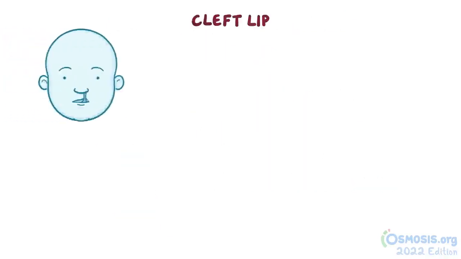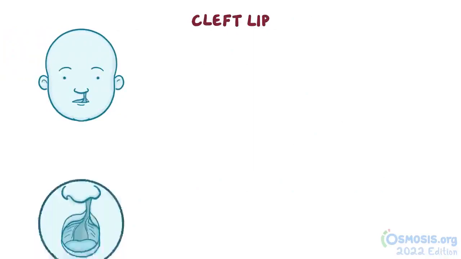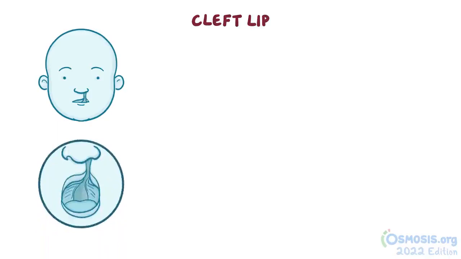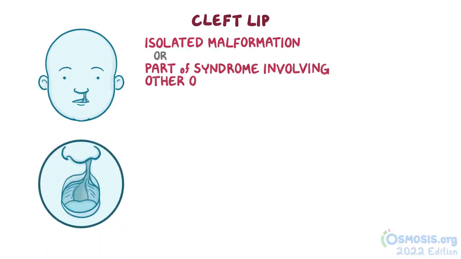So first, a cleft lip is when the individual's upper lip doesn't form completely and has an opening in it. It's usually associated with a cleft palate, which is when the palate doesn't form completely and has an opening in it. Now, these defects can occur as isolated malformations or as part of a syndrome involving multiple other organs, including the heart.